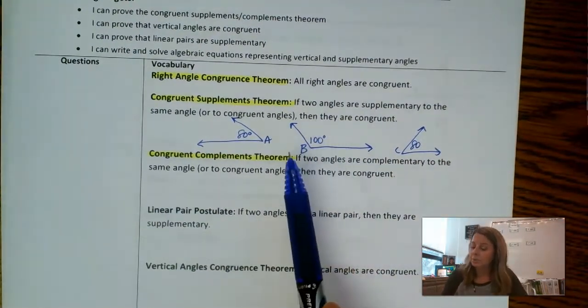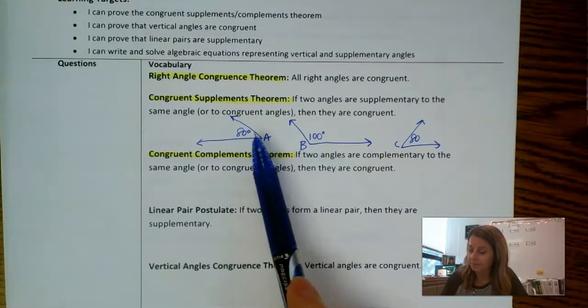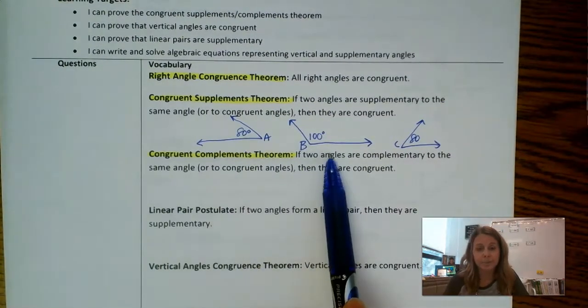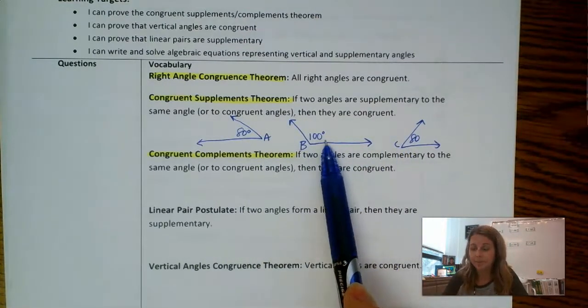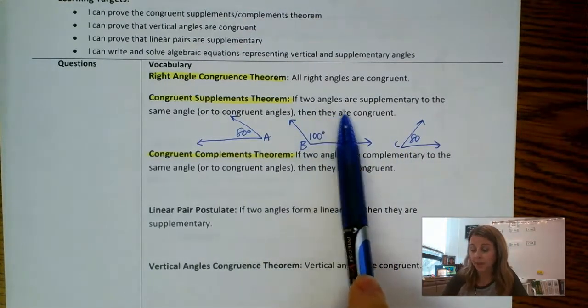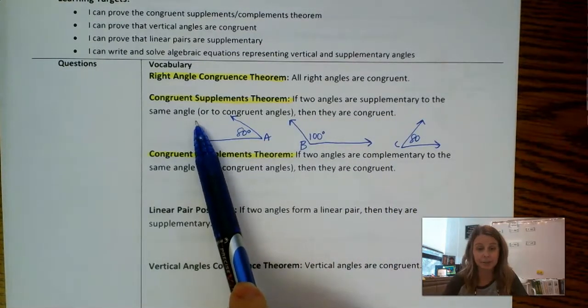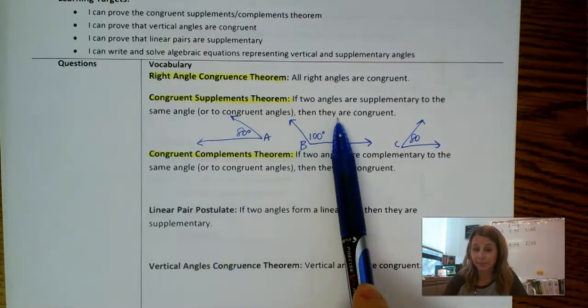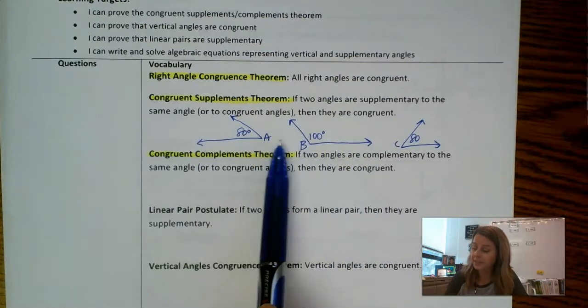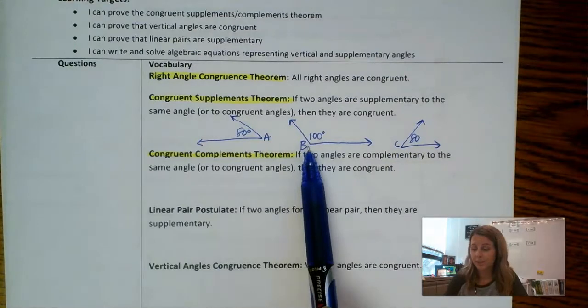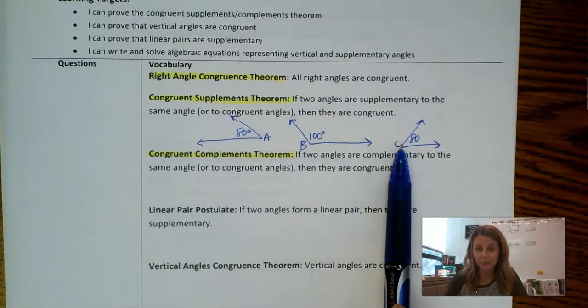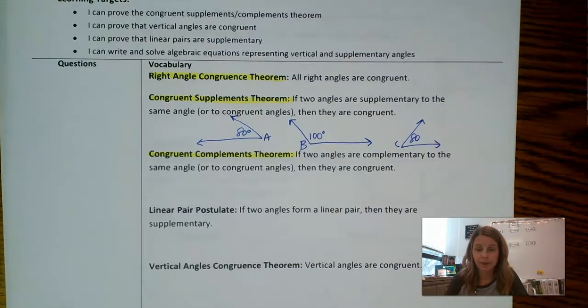Okay, so what this theorem says, first of all, notice A and B are supplementary. They add up to 180. C and B are supplementary. So this theorem says if you have two angles that are supplementary to the same angle, those two angles have to be congruent to each other. So if A is supplementary to B, and C is also supplementary to B, well then A and C have to be congruent to each other, just by the way the math works on supplementary angles.